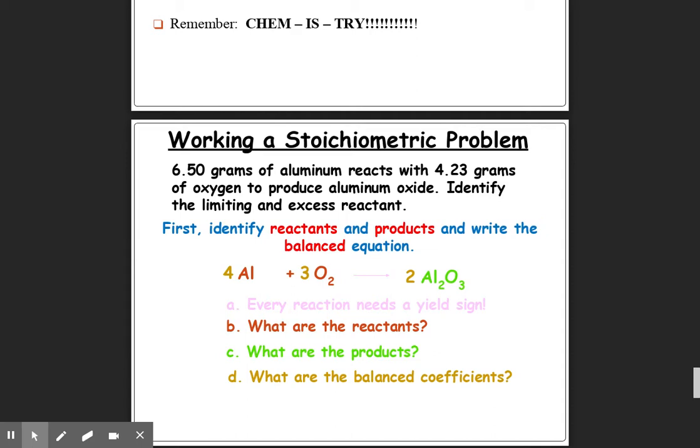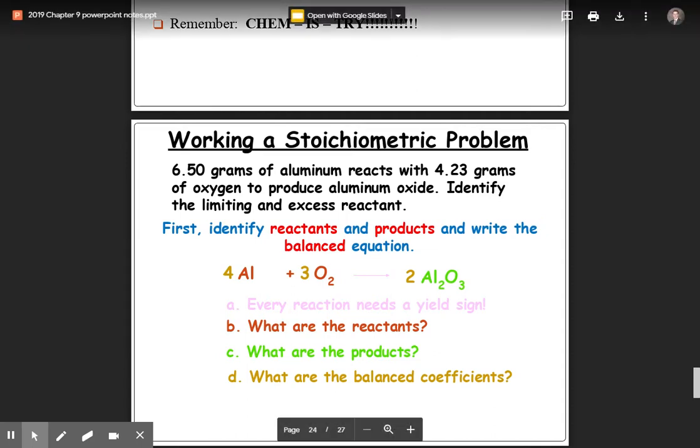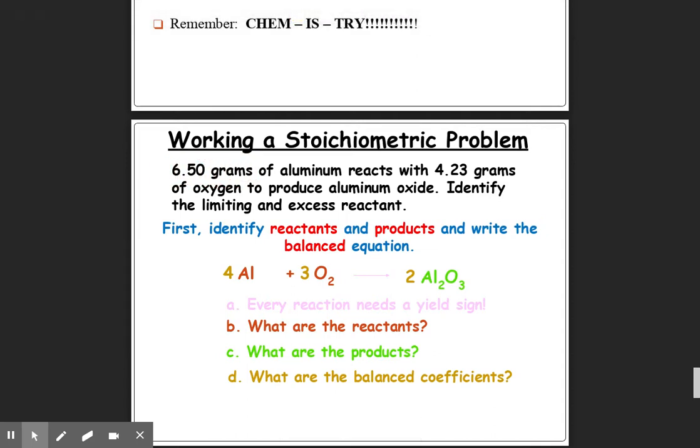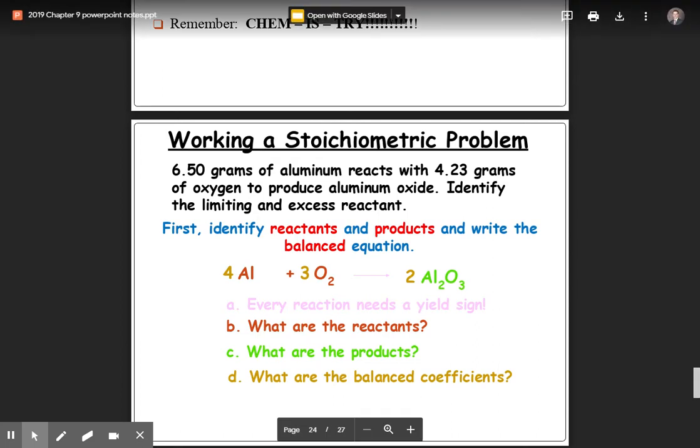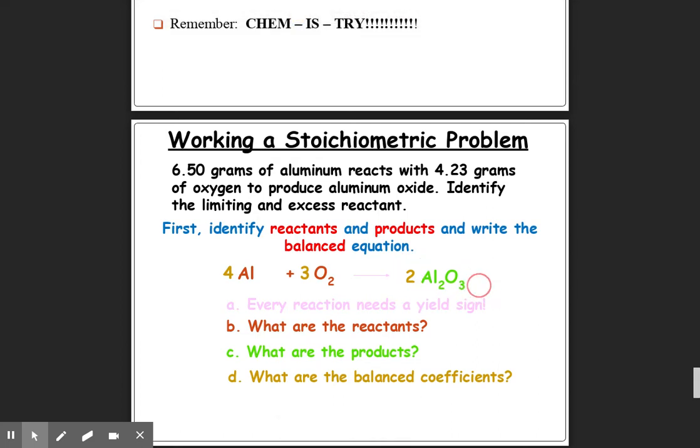So we can go ahead and find my limiting reactant. I only have one product, so that simplifies the process. So basically what I need to ask myself is how much product can I make using 6.5 grams of aluminum? So go ahead and pause the video, convert from 6.5 grams of aluminum to grams of Al2O3, and get your answer.